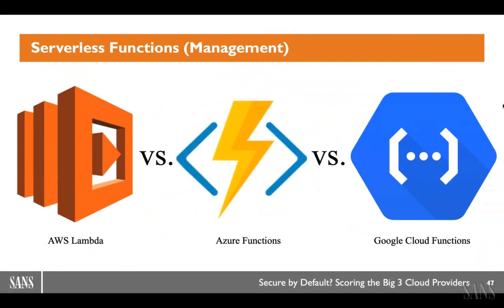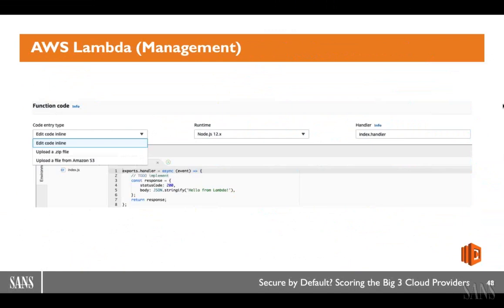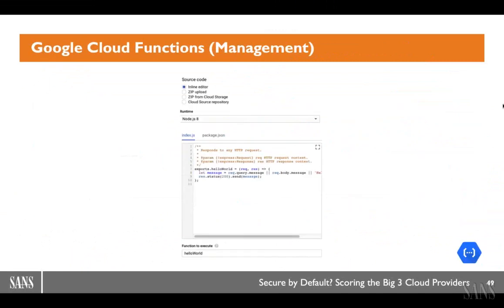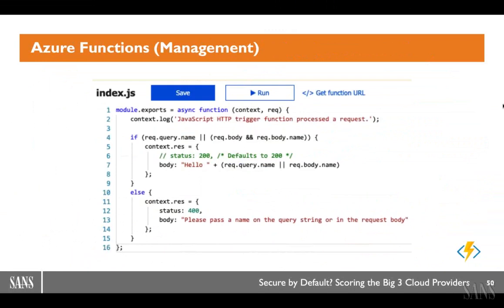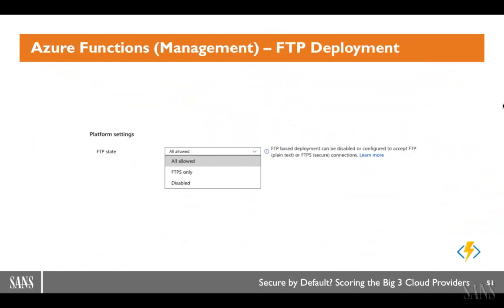Next, let's talk about how we manage our functions using various user interfaces provided by the cloud providers. You have a couple of options on providing your code to AWS Lambda. Simple and safe, nothing to see here. Google Cloud, very similar as well, no concerns. Okay, for Azure, you can only edit the code inline from the portal. Well, that's annoying, but it's not really a security concern, but wait, what is this?